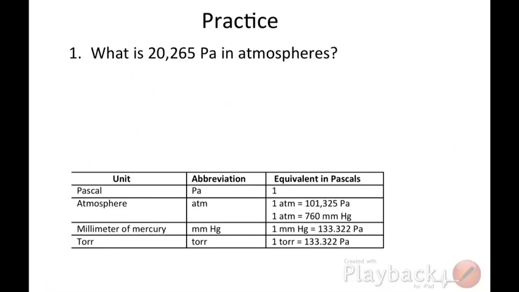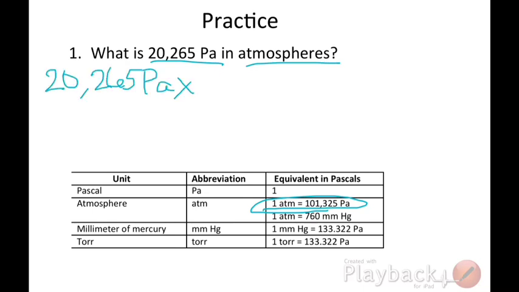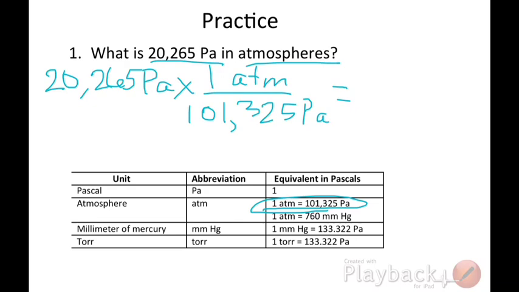Here is, I think this is our last problem. What is 20,265 pascals in atmospheres? So here's our given. This is what we want our units on our answer to be. We need atmospheres in pascals. It's right there. So we write down our given, multiply, we set up our conversion factor with atmospheres on top because we want that as our answer, and then pascals on the bottom so that we can cancel. We can cancel those units, cancel pascals.